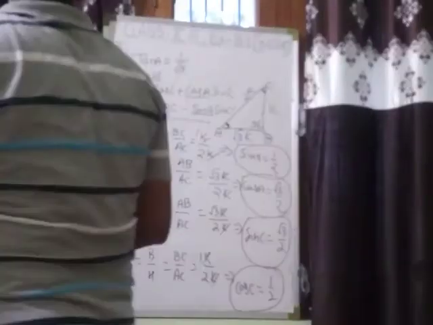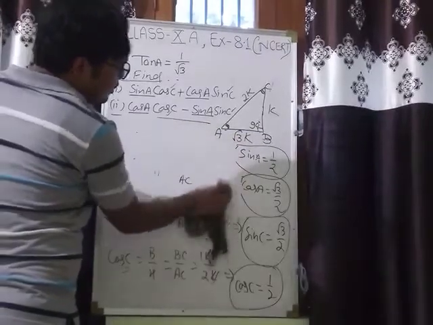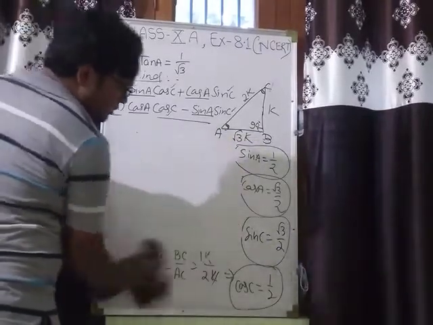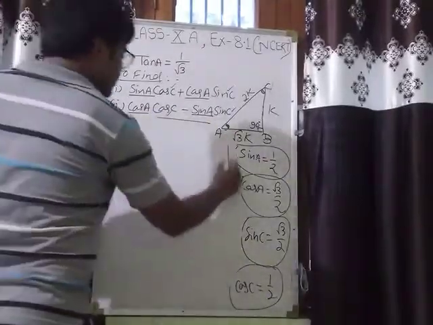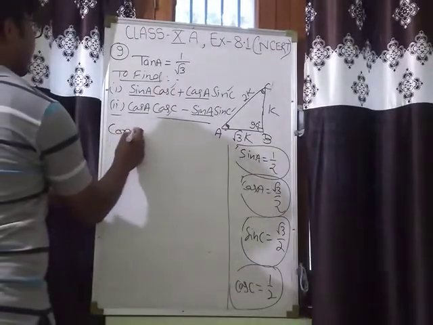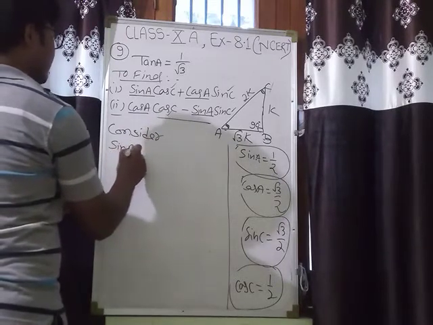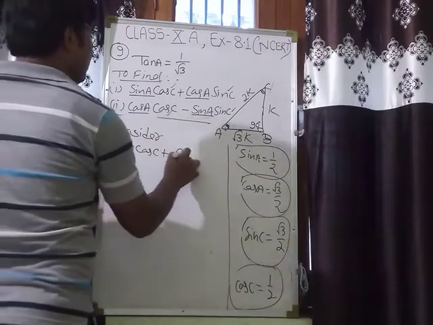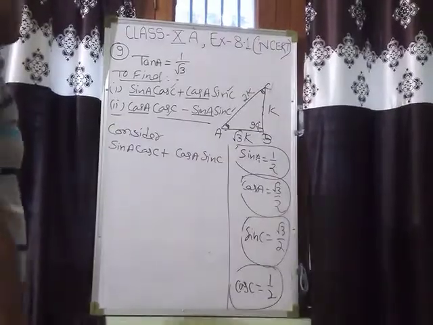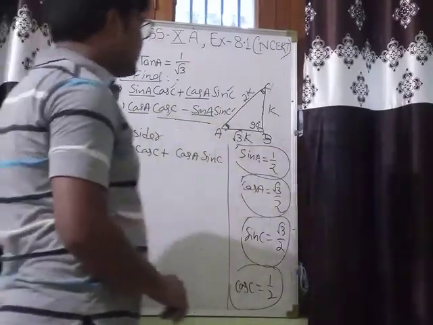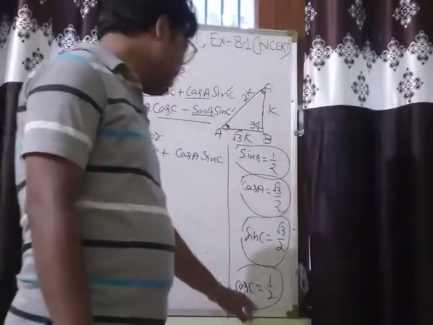Now I am going to find the values of the asked terms. Now consider the first one, that is sin A cos C plus cos A sin C. Okay, sin A cos C plus cos A sin C. Now what is the value of sin A? See, sin A is 1 by 2, cos C is 1 by 2.